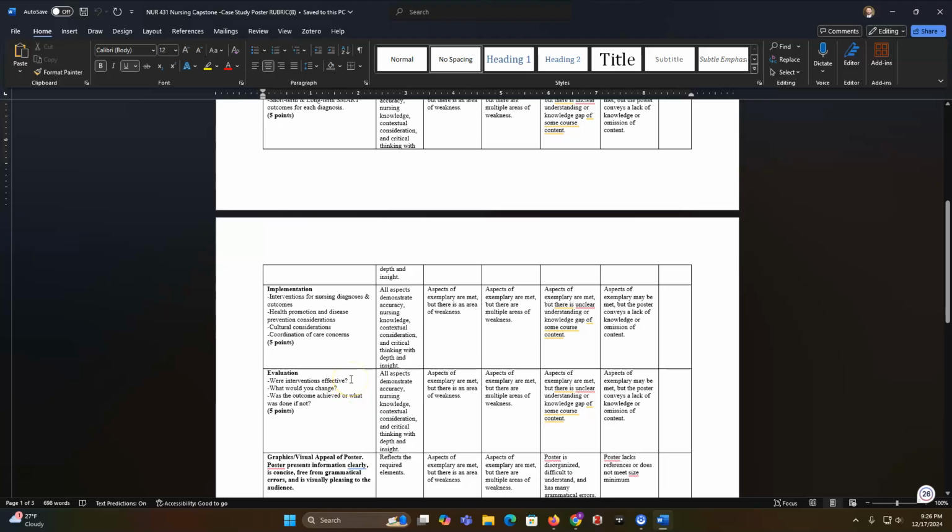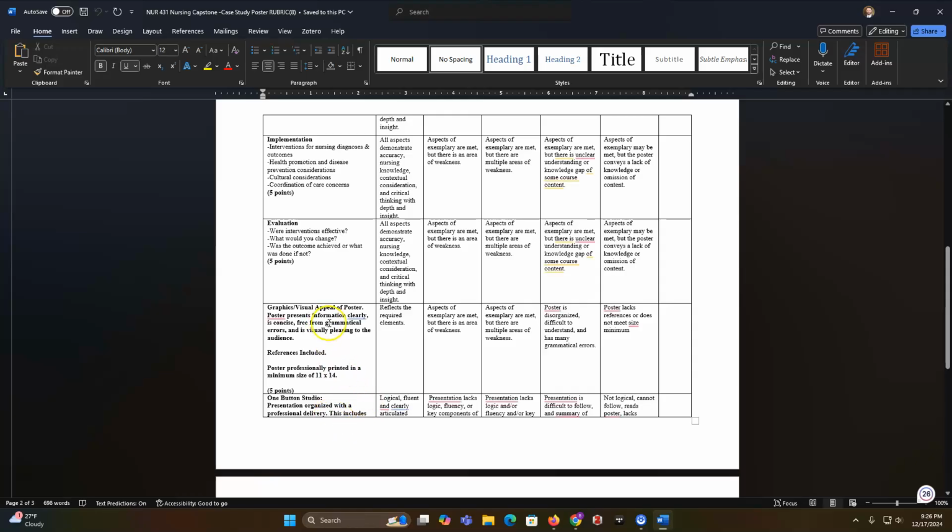Evaluation. Was it effective? If it wasn't, that's all right. Like I said before, that doesn't mean that you're a good nurse or a bad nurse. Sometimes plans change. What would you have changed? Did you need to adjust this? Do we need to fix this? Was the outcome achieved or not?